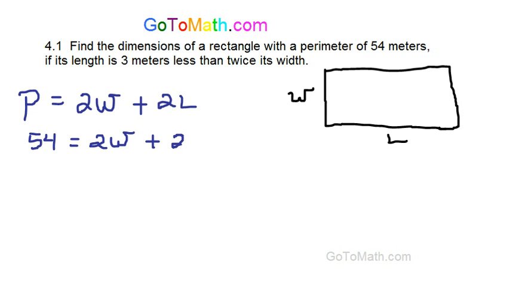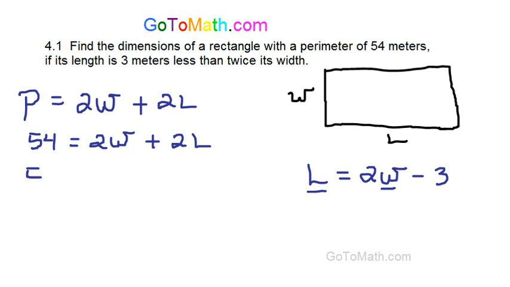But we need to get this equation in terms of either W or L, whichever one you want to get it in terms of. Let's see what else it says. If its length is, so the length, remember, is means equals, 3 meters less than twice the width. So twice the width and 3 meters less than, so less than means we're going to subtract off. Okay, so now we have a relationship between L and W. So where there's an L here, we can go ahead and substitute.